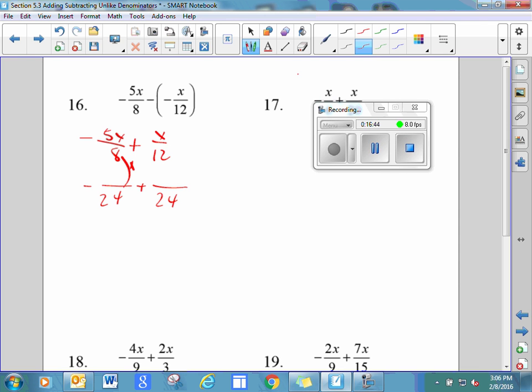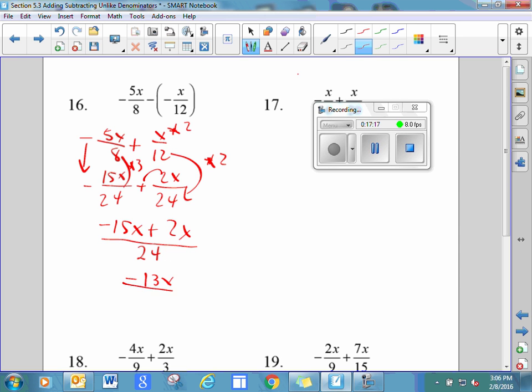8 times 3 is 24, so 5x times 3 is 15x. I'm bringing the negative sign down, and I'm going to deal with him later. 12 doubled is 24, so I have to double the x and make him 2 x's. Single fraction bar, 24 is the denominator. The negative sign goes with the 15x. The positive sign in between goes with the 2x. A negative 15 and a positive 2 is a negative 13x over 24.